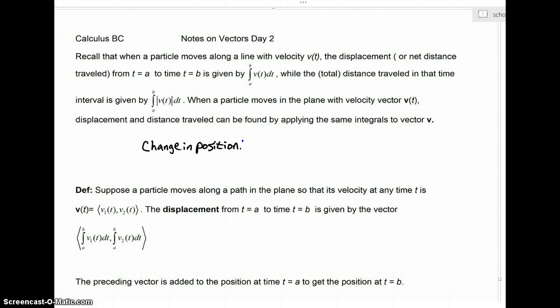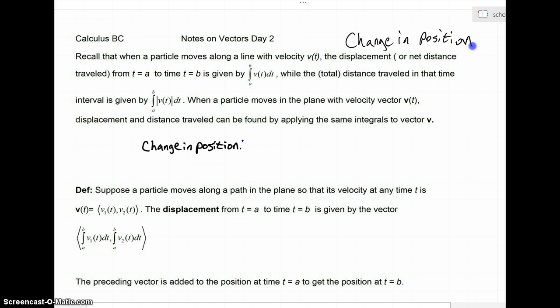Recall that when a particle moves along a line with velocity v of t, the displacement, which is also known as the change in position, it's also known as the net distance, but regardless of which of those three terms you use, that displacement from t equals a to t equals b is always represented by the integral from a to b of v of t dt.